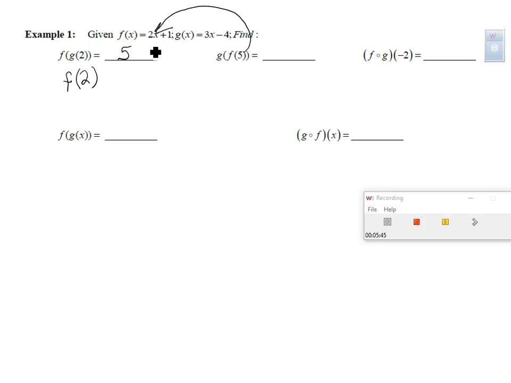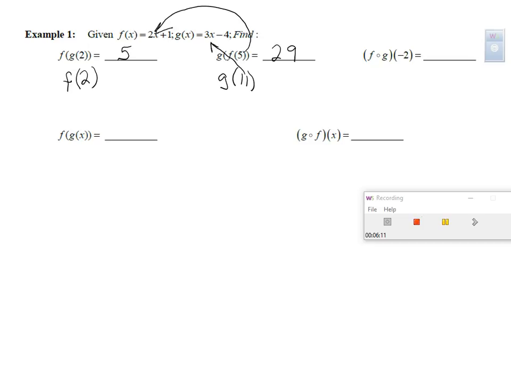So let's go 2 times 5 is 10. 10 plus 1 is 11. So I plugged 5 into f. Now I need to find g of 11, which says plug 11 into the function of g. So I'm just going to grab my brain or my calculator. 3 times 11 minus 4, and I'm going to get 29.